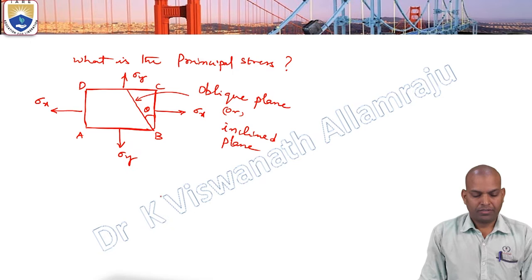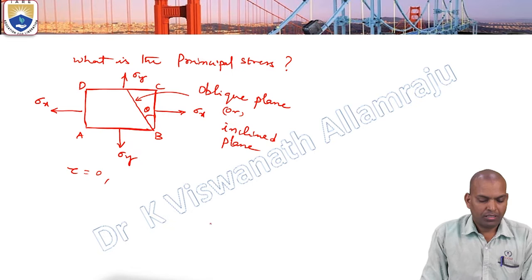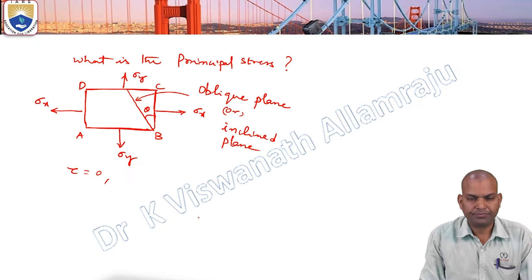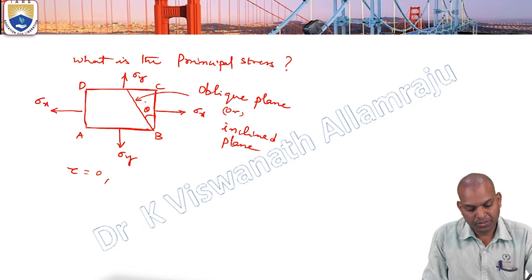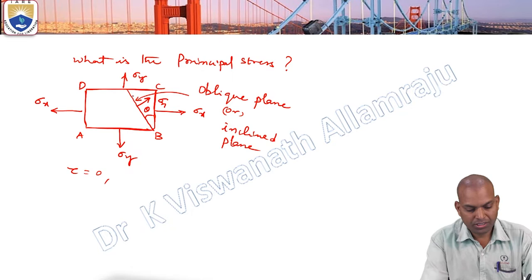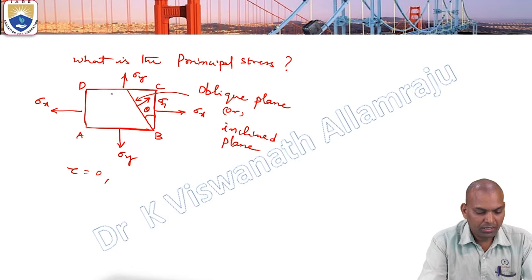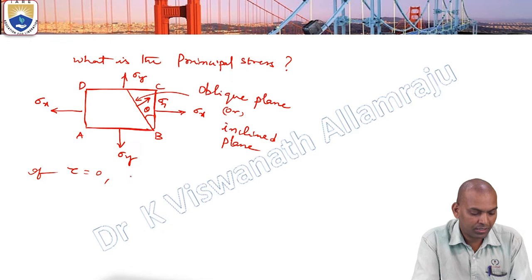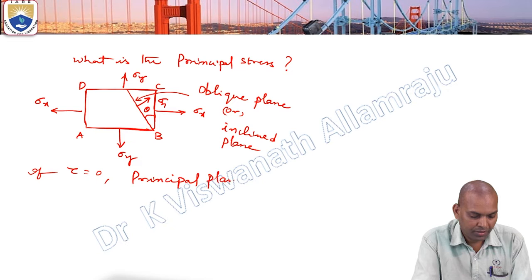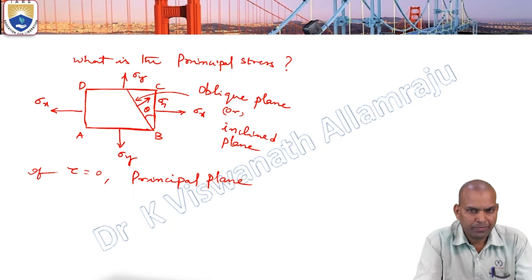On this oblique plane, if the shear stress is equal to zero, the normal stresses on it are known as the principal stresses. Since the shear stress on this plane is zero, that plane is known as the principal plane. Again, principal planes are the planes on which shear stress is equal to zero. Principal stresses are the normal stresses on the principal planes.